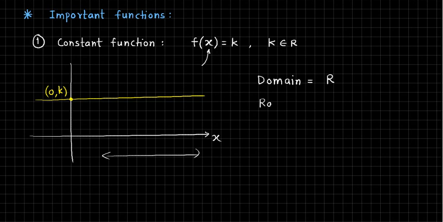And if we consider the range of the function, by the range we mean the value of f of x itself. What are the possible values of f of x here? On the y-axis, the only value that the function attains is the value k, isn't it? There is no other value on the y-axis for this graph. So therefore the range is a single value, which is k, right? So that is the domain and range of the constant function.